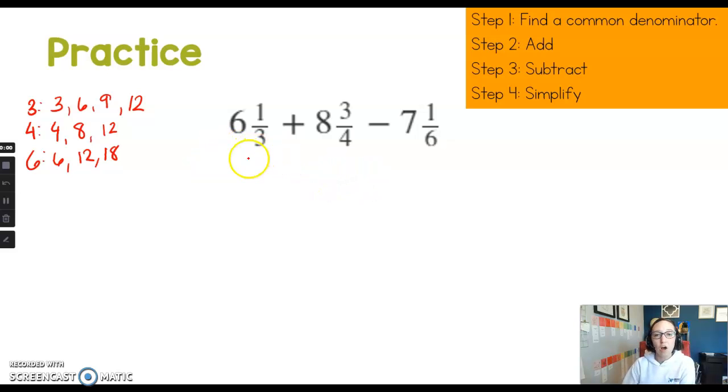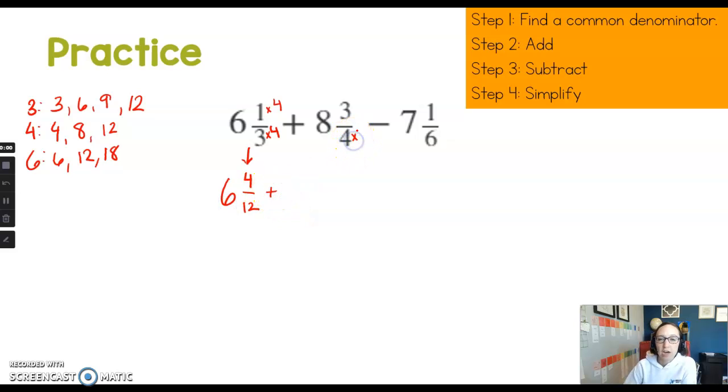So I need to turn all of these into having a common denominator of 12. So I'm going to say, 3 times what gets me 12? I think 3 times 4 is 12. So whatever I do to my denominator, I need to do to my numerator as well. So 3 times 4 is 12, 1 times 4 is 4. My whole number stays the same. And then I'm going to add here.